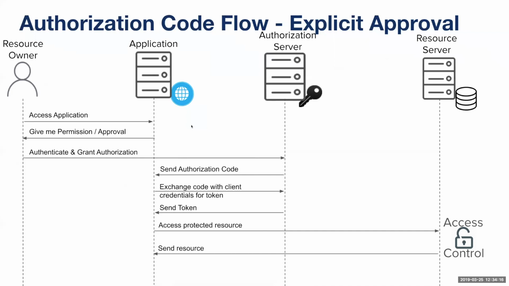And this flow is very secure. The authorization server never gives the credentials back to the application. It only sends a token back, so the application never knows the credentials of the user itself. The token exchange happens between the application and the authorization server, so the owner has nothing to do with it. This kind of flow is very secure.